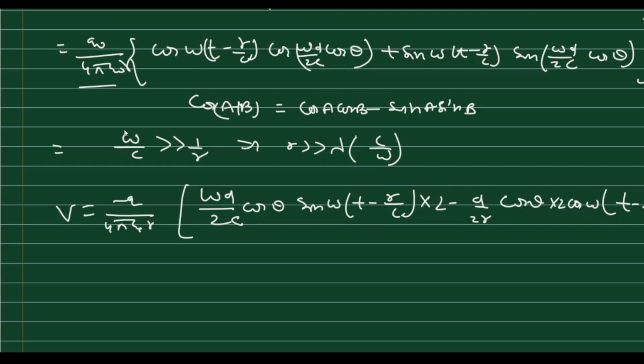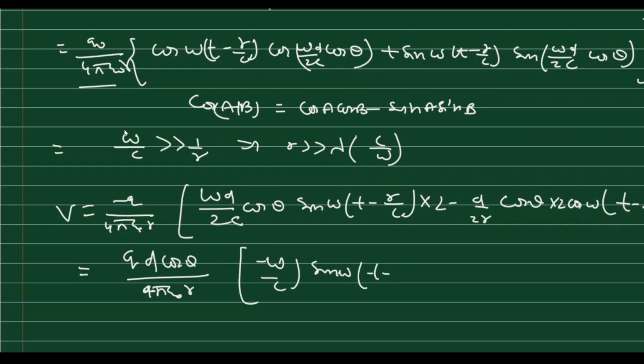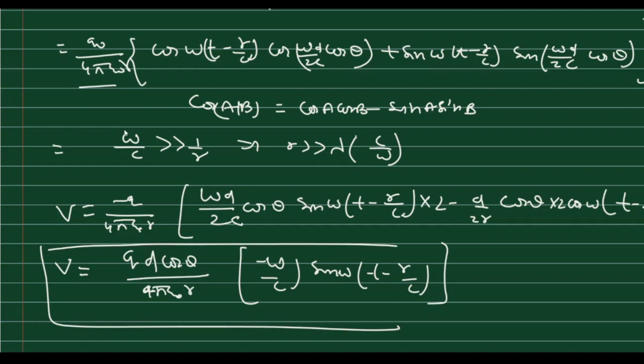You can also solve this calculation by yourself, okay? So you will get a better understanding. So this will become, taking outside, q d cos theta divided by 4 pi epsilon naught r into minus omega by c sine omega t minus r upon c. So this is the required potential form we are getting from the approximation.